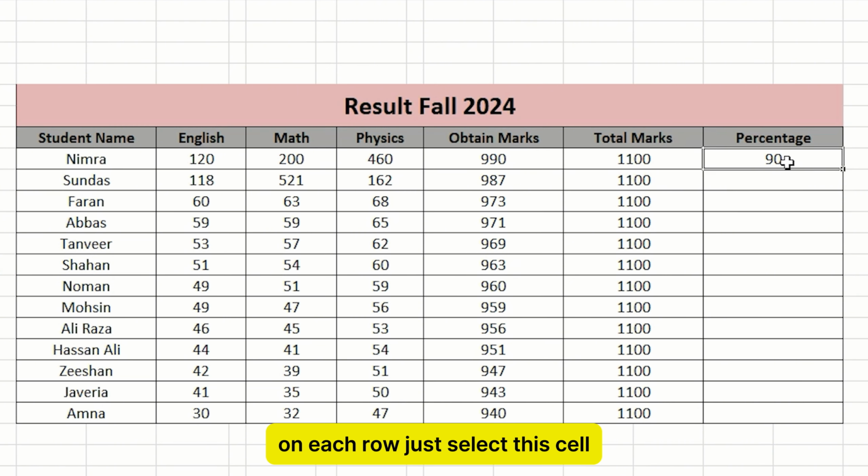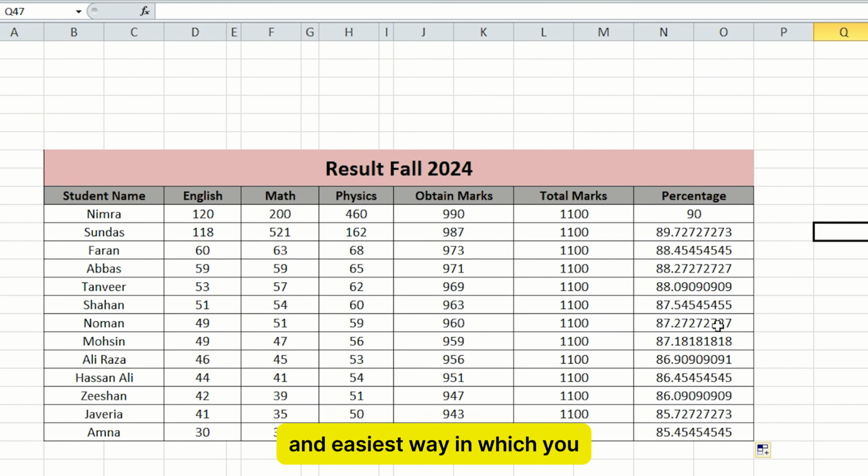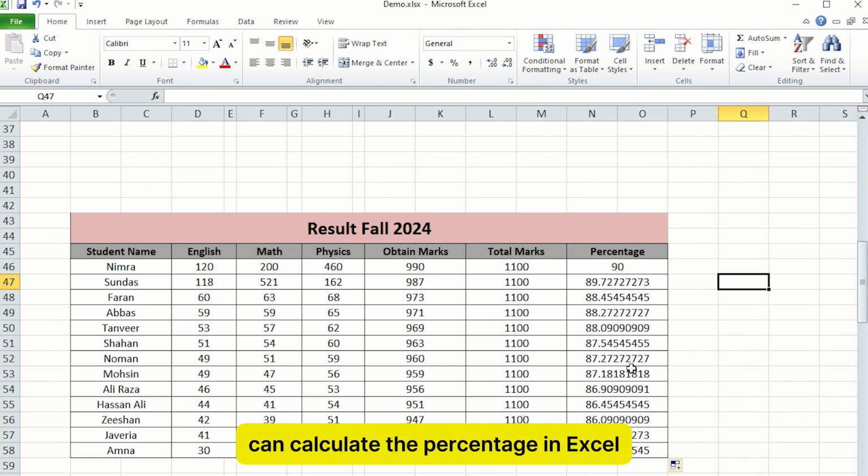Just select this cell, drag it from the corner to the last row, and the formula was applied on all rows automatically. So it was the simple and easiest way in which you can calculate the percentage in Excel.